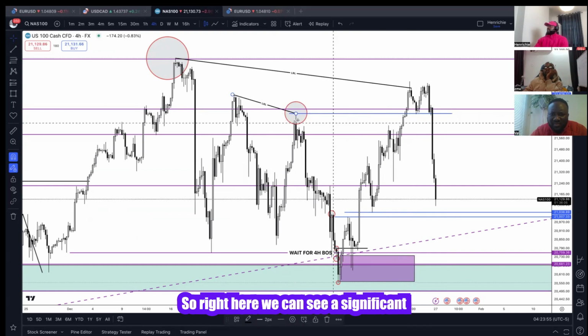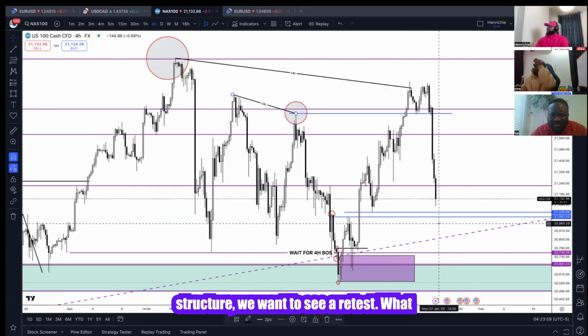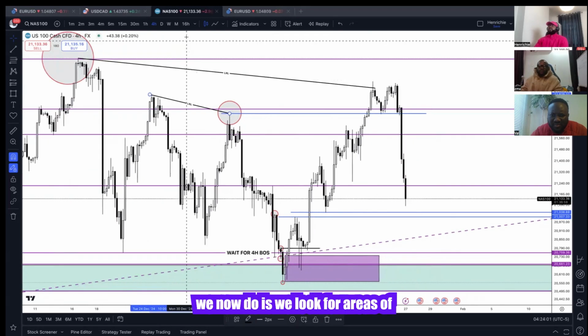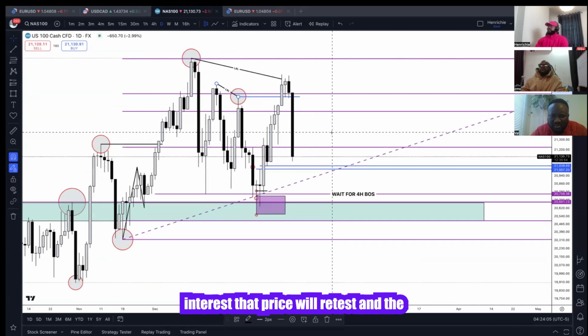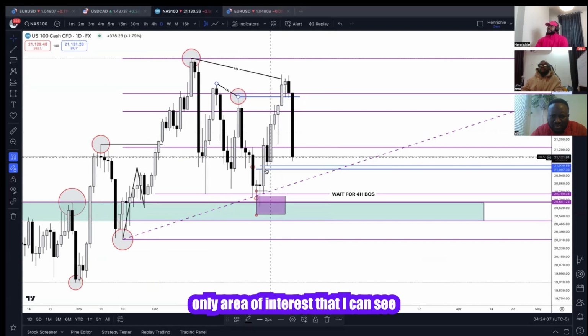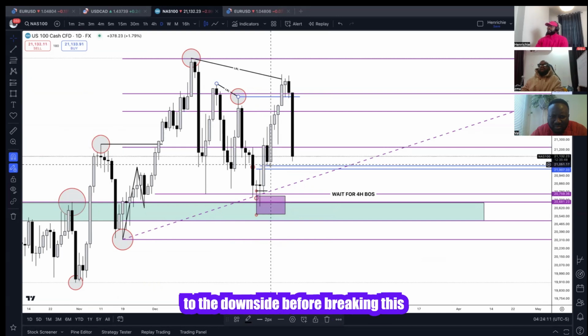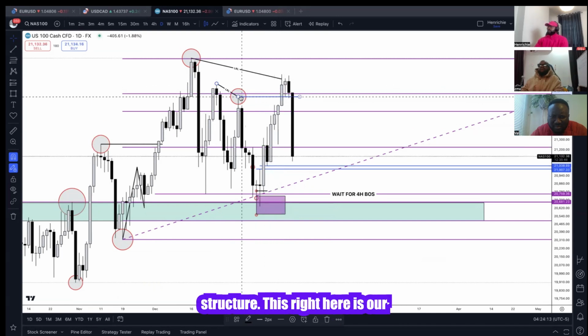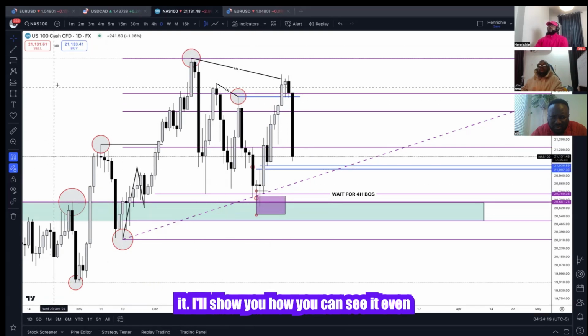Right here, we can see a significant break of structure. After a break of structure, we want to see a retest. What we now do is we look for areas of interest that price will retest. And the only area of interest that I can see significantly is the major move to the downside before breaking this structure. This right here is our major move. If you can't see it, I'll show you how you can see it.